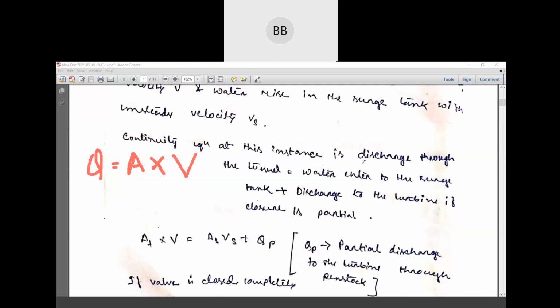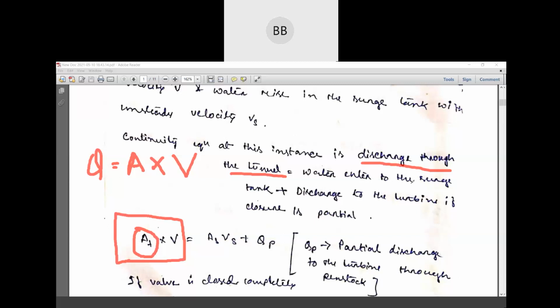Now, here what is given? Discharge through the tunnel. So discharge of the tunnel means area multiplied by velocity. The area of the tunnel is A suffix T, multiplied by capital V, that unsteady velocity. Because when you close the valve, the steady velocity inside the tunnel becomes unsteady velocity, capital V. So in place of discharge to the tunnel, we wrote area into unsteady velocity, capital V, is equal to water entering the surge tank.